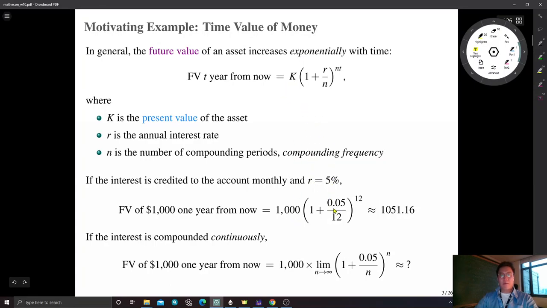and 0.05 in decimal form for r, and 12 for n, and 1 for t. Then we're going to have 1,051, so slightly more than what you have if the interest is compounded annually.